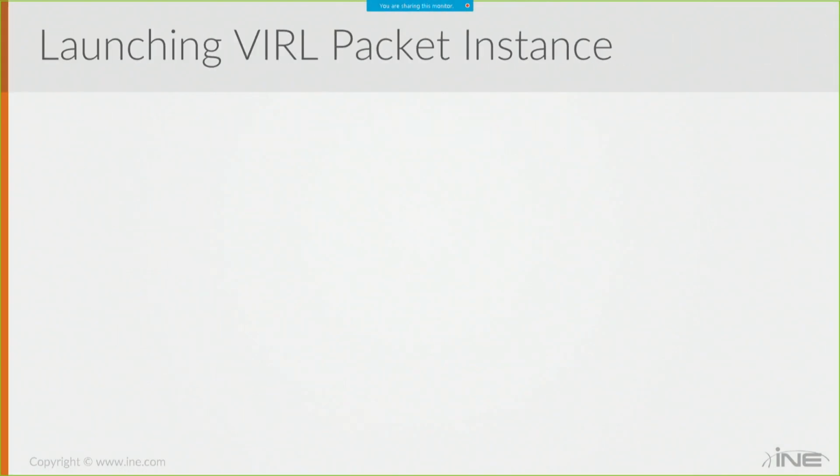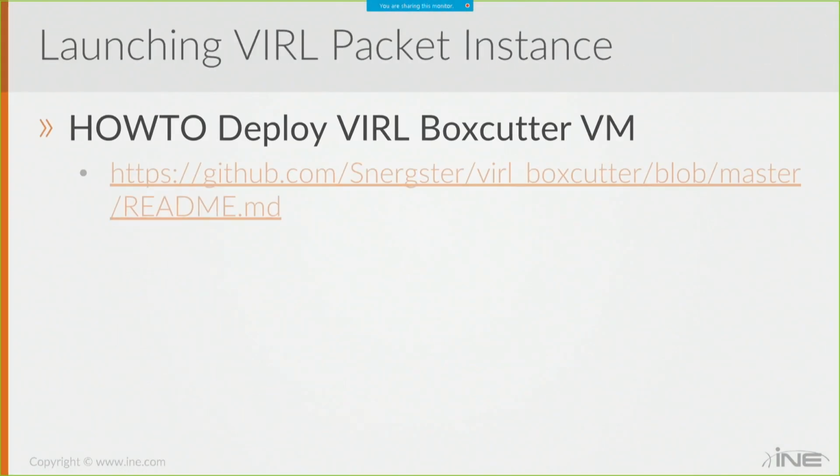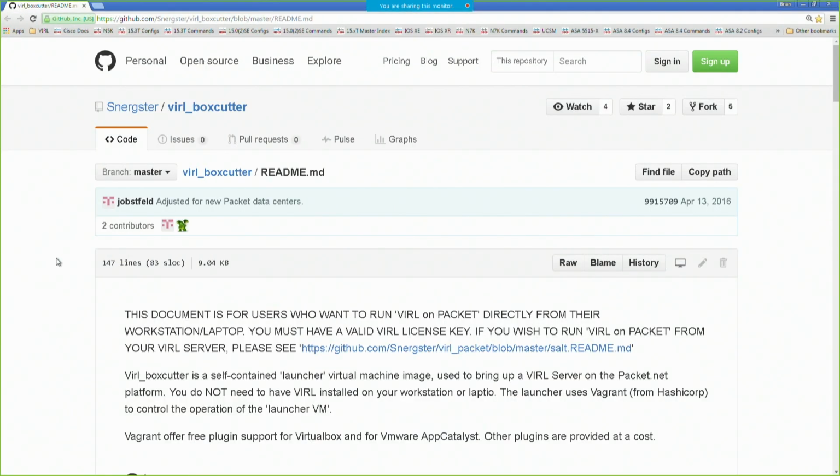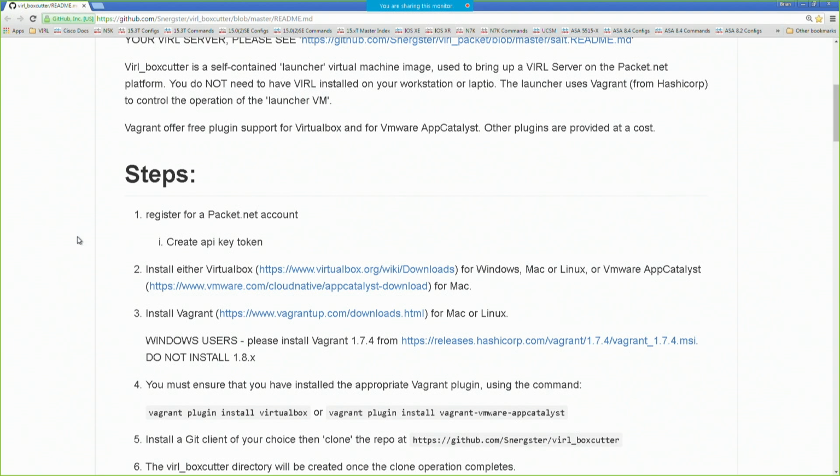Okay, so once we have the basic things together, the next thing is that we need to look at what are the individual steps to deploy the actual box cutter. So if you go to the GitHub page that the VIRL team has put together, they have a fairly complete README here that walks you step by step through the entire process. Up to this point, we're assuming that we already have a Packet.net account, that we have VirtualBox installed, we have Vagrant installed, and we've gone through the other basic steps of installing whatever software packages we need up to this point.